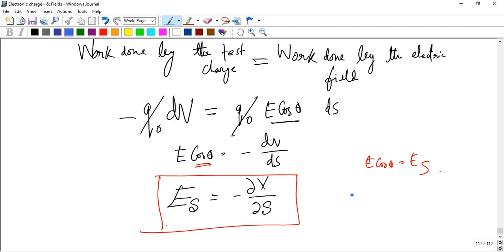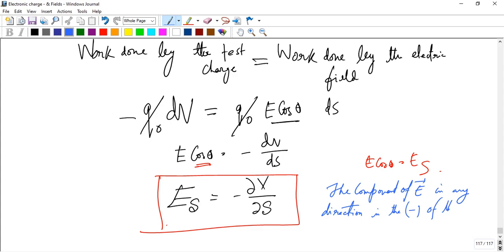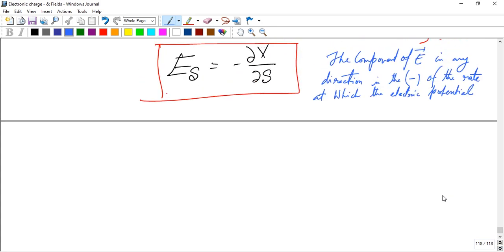So the component of E in any direction is the negative of the rate at which the electric potential changes with the distance in that direction.